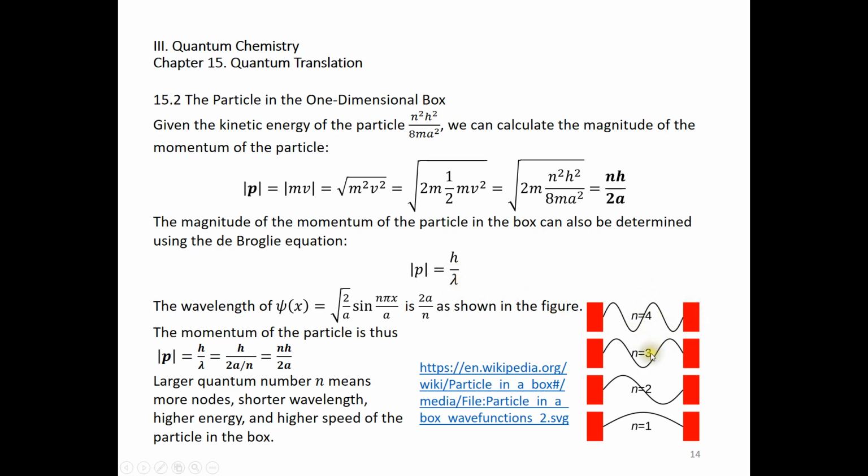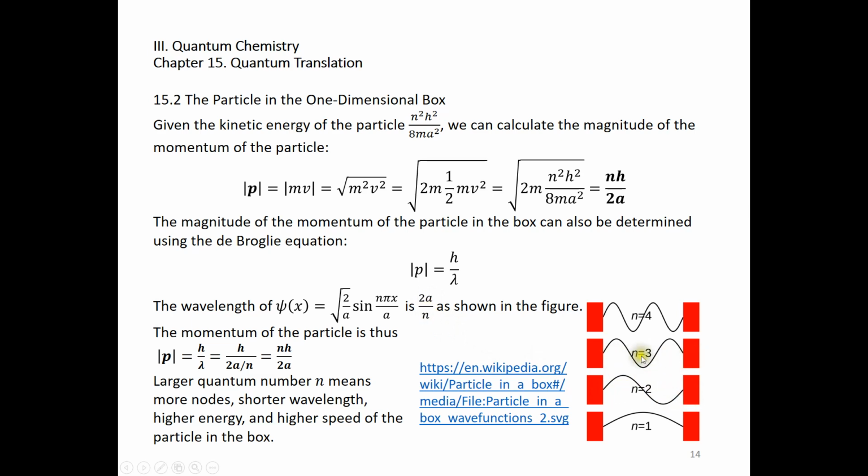If you know the wavelength of this function, the square root of 2 over a times sine n pi x over a, it is actually 2a over n. So over here, n is 1, so the wavelength is 2a. Well, that makes sense, because we're seeing only 1/2 of the wave, which has a length of a. If the 1/2 of the wave is a, then the entire wave is 2a. Over here, n equals 2, 2a over 2 is a, so this is just the wavelength. The box length is the wavelength.